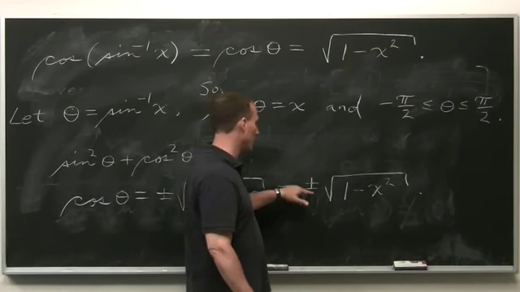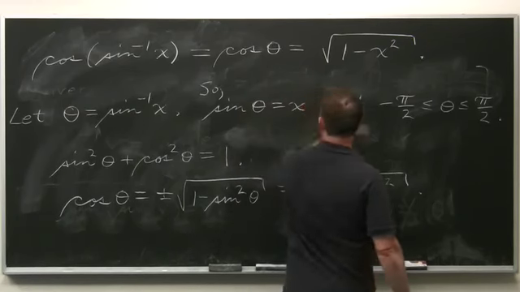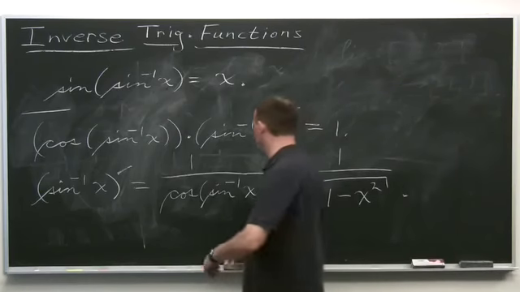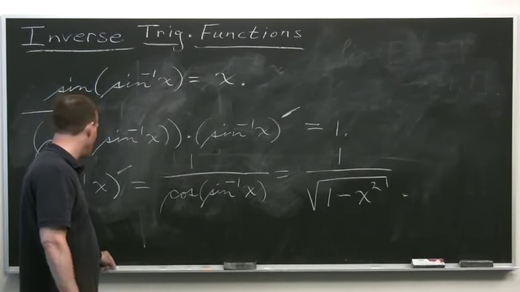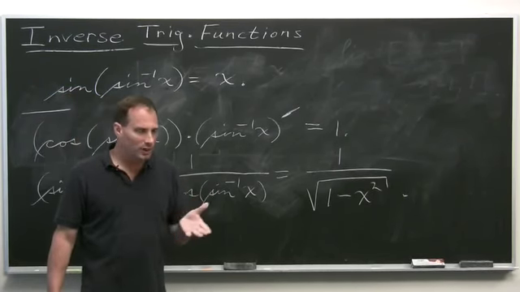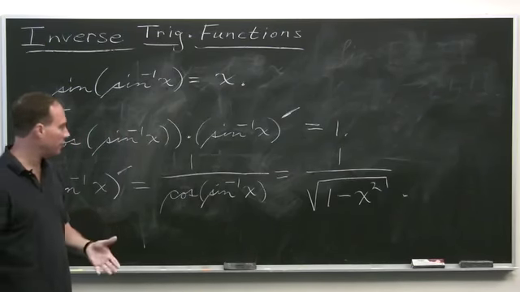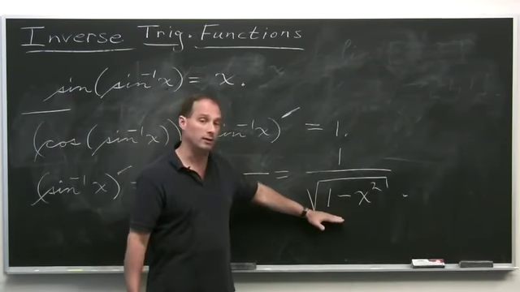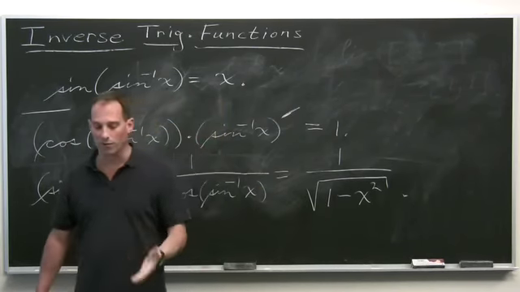So we get the plus sign because theta has to be in this range. And so you get this, which gives us this formula for the derivative of inverse sine. It is 1 over the square root of 1 minus x squared. This is actually very cool. You have this thing that's defined in terms of trig functions and their inverses, and you take the derivative and you see absolutely no hint of a trig function in the derivative.